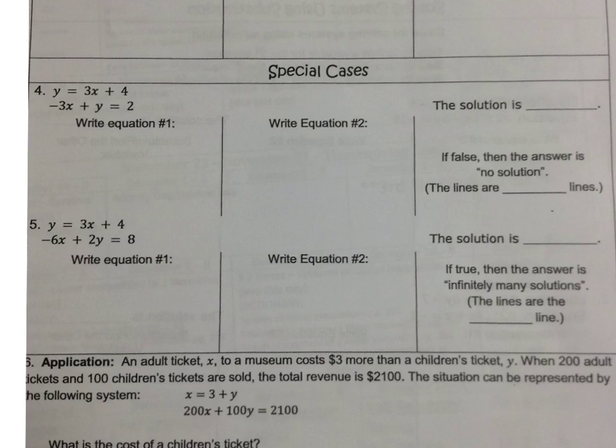Now we're going to talk about systems of equations that have special cases for their answers. So we have two different special cases. So we have two different examples. Let's start with number 4.